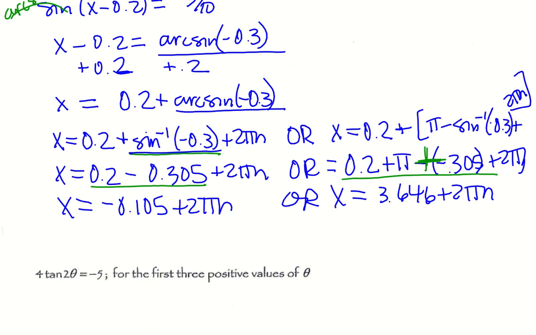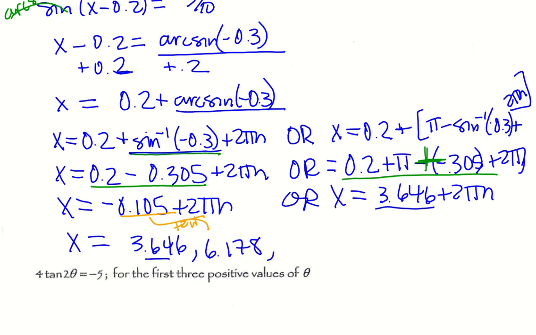For our particular solutions between 0 and 4 pi, we would start with our 3.646. Then we would follow what we get by adding 2 pi to this negative number. And that gives us 6.178. And then if we add 2 pi to this number, we get 9.929. And then adding 2 pi to the second number, we get 12.462, which is as high as we're going to be able to go without getting past our 4 pi, which is our 12.566. So those are our particular solutions.